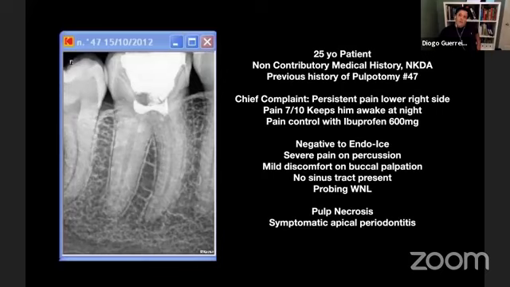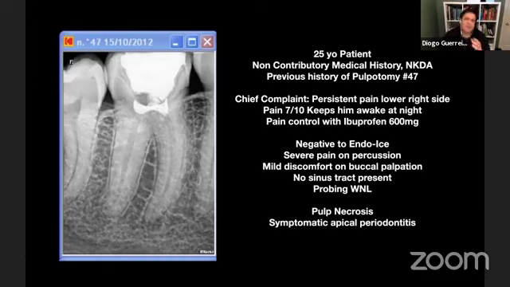Showing you a case. It's a nice case for the outcome, but one case where I thought that obturation had to do with the problem. This was a few years ago, 2012. But let me tell you a little bit about this case. It's a 25-year-old patient, non-contributory medical history, no drug allergies.